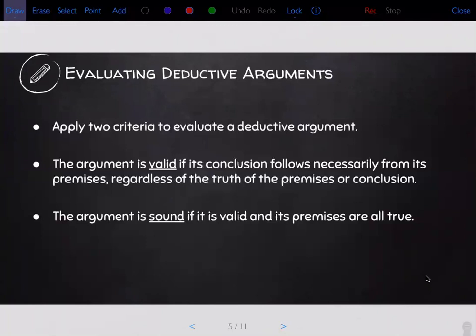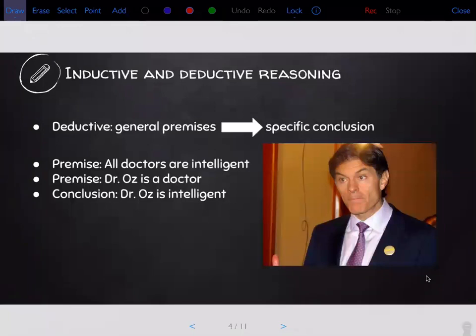So I'm actually going to go back to Dr. Oz for a second. In this example, this conclusion does follow directly from these premises, so this would be an example of a valid argument. But you could argue the first premise, that all doctors are intelligent, is not necessarily true. You could probably give me an example of a doctor you know or have heard of who's not really intelligent, Dr. Ross. Based on that, you can say, well, this is valid, but the premises aren't necessarily true, and so this would be a not sound argument.